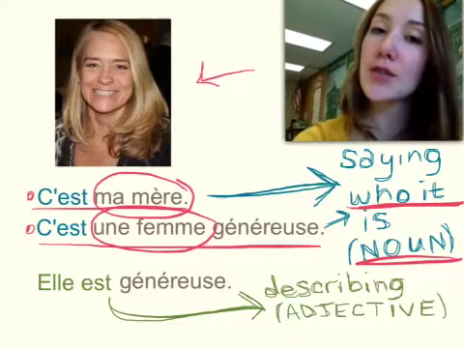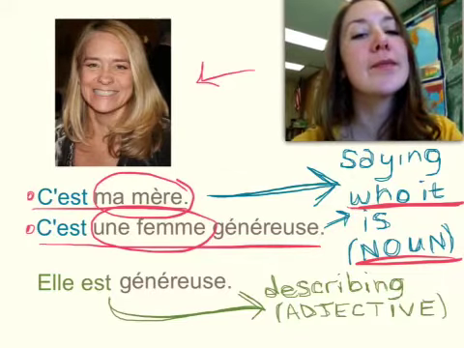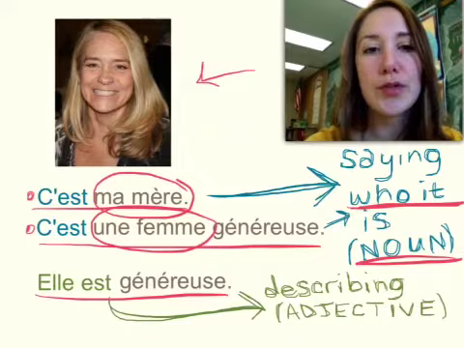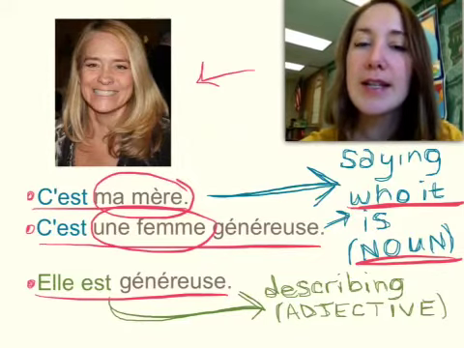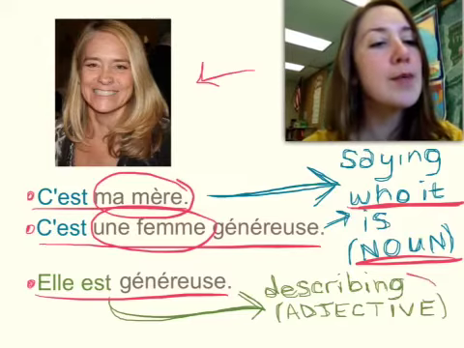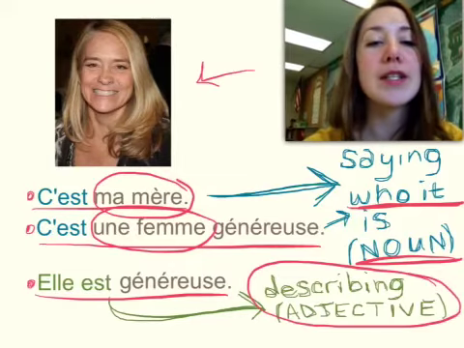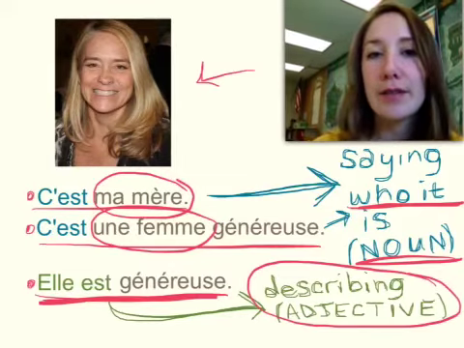Now, if I wanted to describe her, I could say, elle est généreuse. She is generous. And I'm using she is instead of c'est because I'm describing with an adjective and there is no noun. Okay?